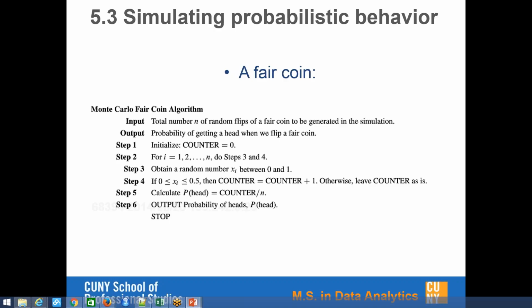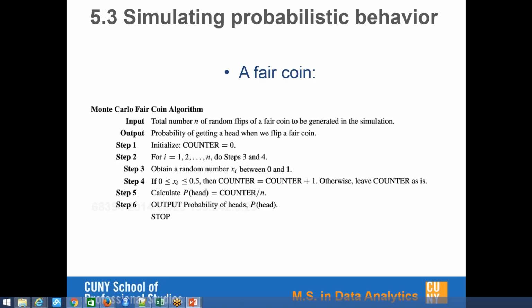So let's look at a fair coin. We know that if it's a fair coin, the probability should be 0.5, right? And the probability that you can get a head is 15 out of 30 draws. Instead of doing that mathematically, how can we simulate that behavior? The input is the total number n of random flips of a fair coin to be generated in a simulation, and the output is the probability of getting a head when we flip a fair coin.